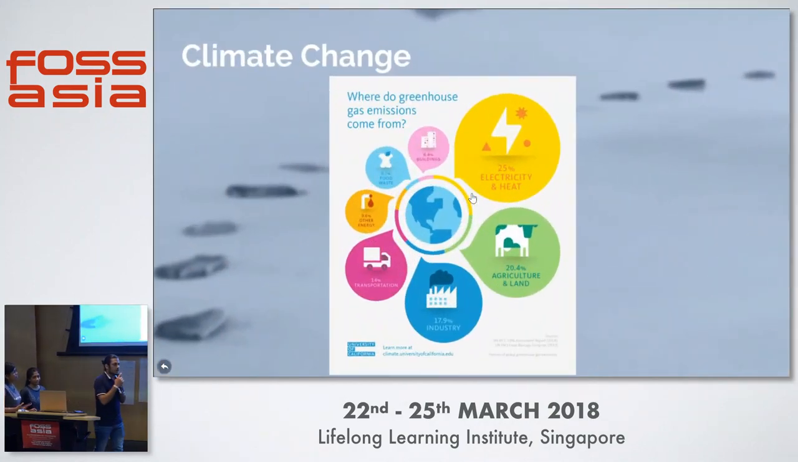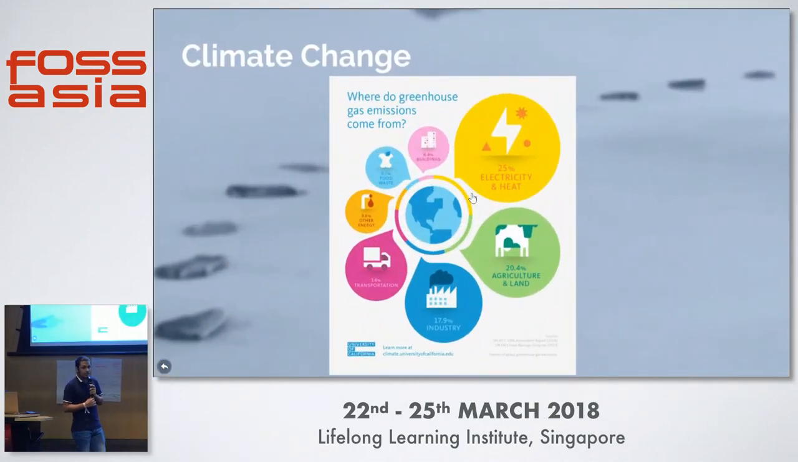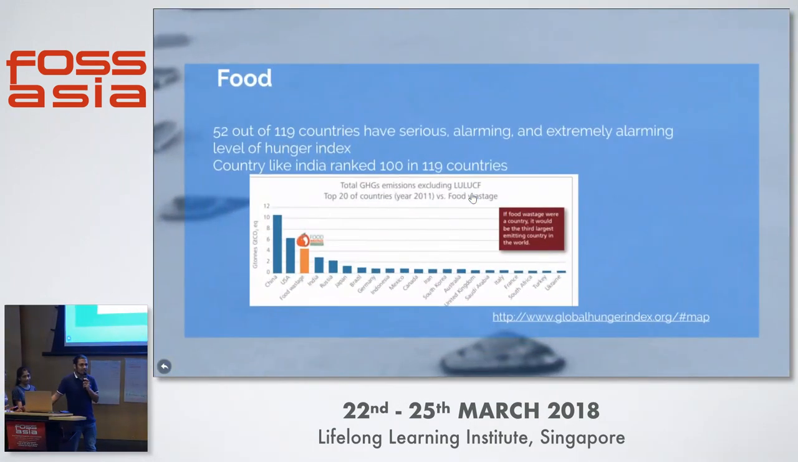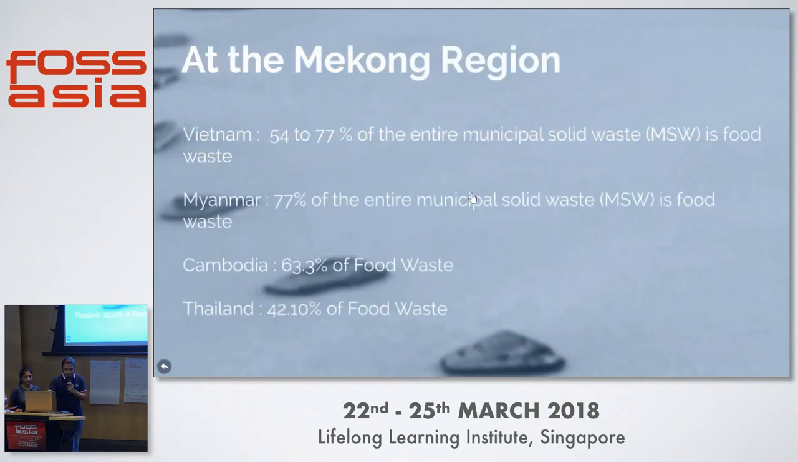This is the carbon emission picture, and 6.7% of carbon emission comes from food waste. If you see a list of countries, food waste is third in carbon emission. So we thought food waste is a pressing issue which we should work on. And here are some percentages of food waste from all these countries which are concerned.